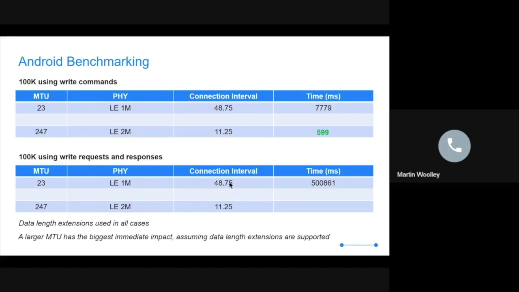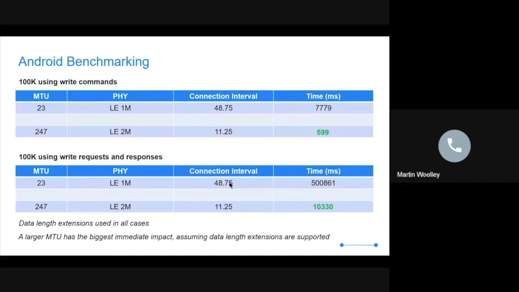And as you can see, it took 500 seconds as opposed to 8 seconds with write commands to transfer 100K of the same data using the various defaults. But with my optimizations in place, that was reduced to 10 seconds, which is still slow compared to write commands, but dramatically faster compared to using the defaults.